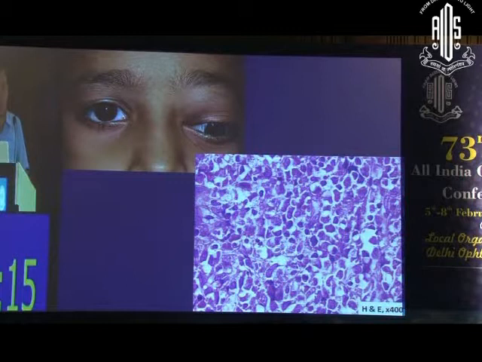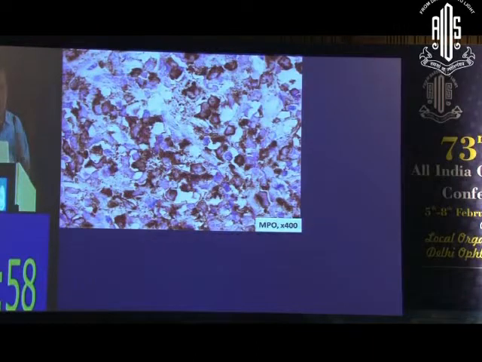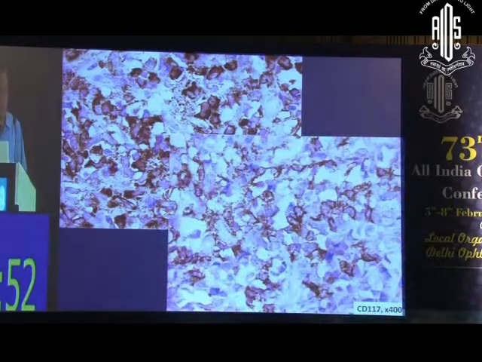Now this is another patient, the other patient, same type of cell morphology. And the third one, again the same type of morphology. So all three of them had a granulocytic sarcoma. So what is the next line of management that you would want to go on? Very good, bone marrow biopsy. But before that, I thought I'll confirm it with immunohistochemistry. So all these tumors were positive for myeloperoxidase and CD117, both of which are markers for myeloid cells.